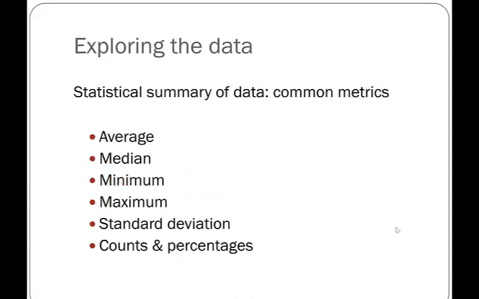One of the very first things we do when we get a data set is to look at statistical summaries of the data. And the common metrics that are used include the average, the median, min, max, standard deviation, counts, and percentages. These are the standard measures.